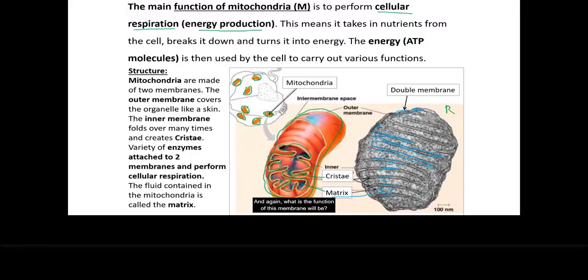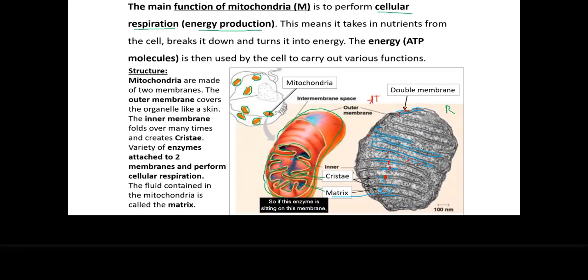And again, what is the function of these membranes? Like always, in all these membranes we will have different enzymes sitting on the inner and the outer membrane, everywhere. Any membrane usually has one function inside these organelles: to hold different proteins, enzymes. But in the mitochondria, these enzymes perform a very important function. It's called cellular respiration, or production of ATP molecules.